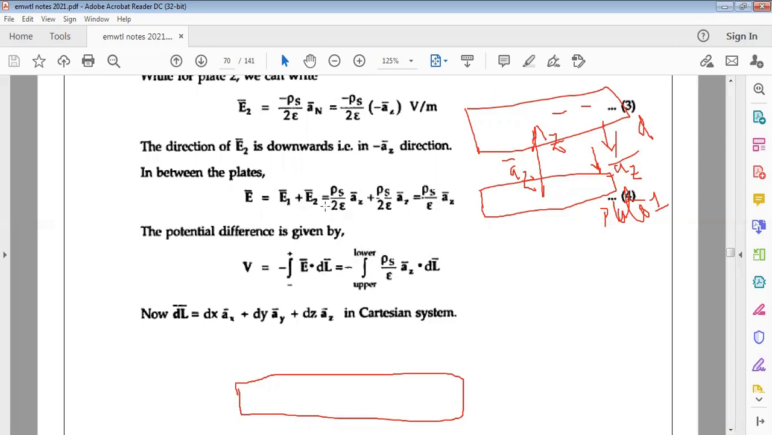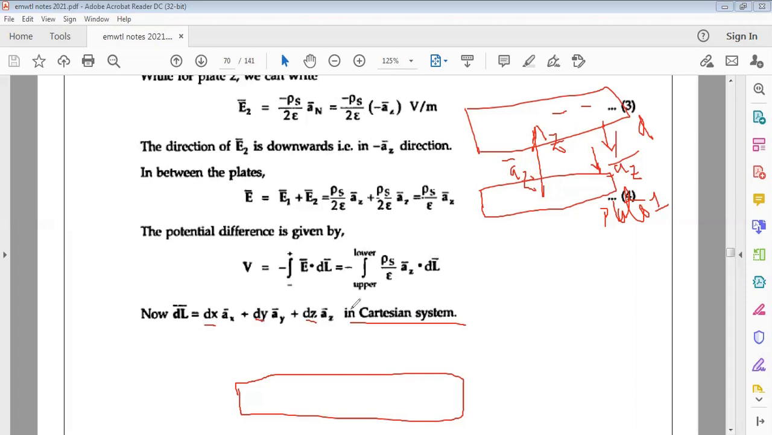So rho S by epsilon is an E value, rho S by epsilon into AZ bar dot DL bar. What is the DL bar here? DL bar is dx into AX bar plus dy into AY bar plus dz into AZ bar in the Cartesian coordinate system. In the Cartesian coordinate system, the differential length DL bar has three differential components, dx, dy, and dz. The dx is in the x direction, dy is in the y direction, and dz is in the AZ direction.